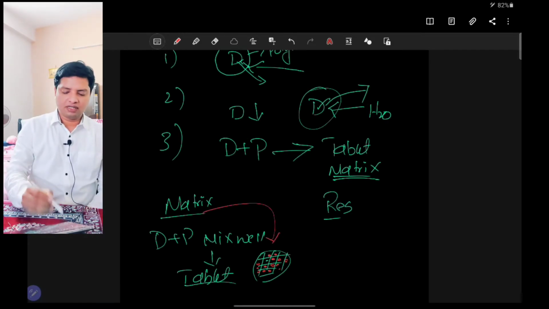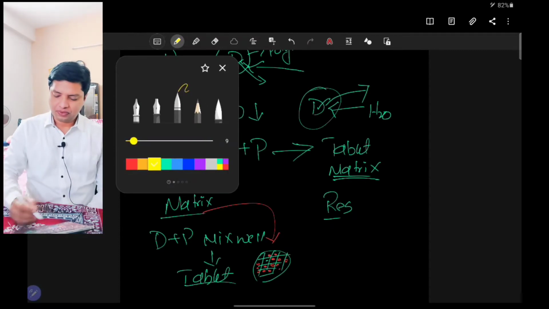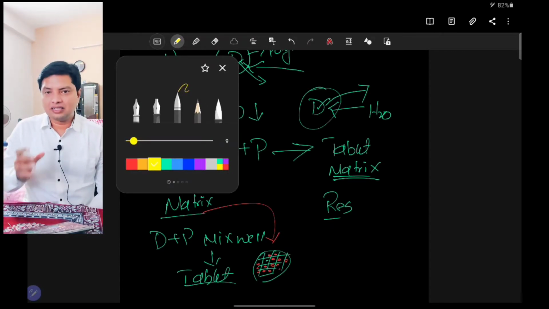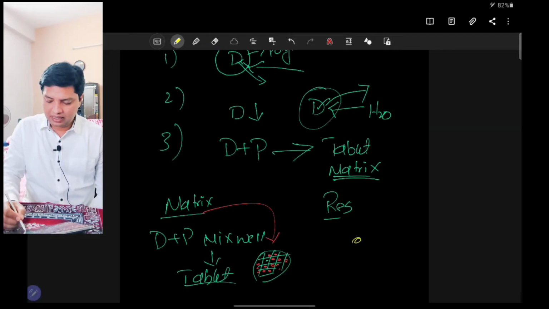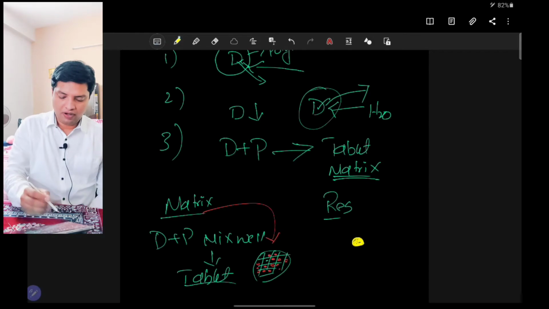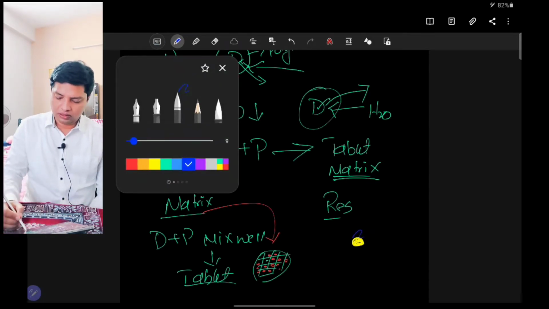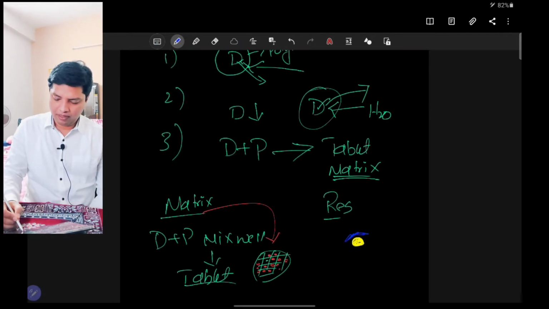Then for the reservoir system, as its name says, reservoir means the drug is reserved. The drug will be inside here like this, and we will coat this with the polymer from outside.